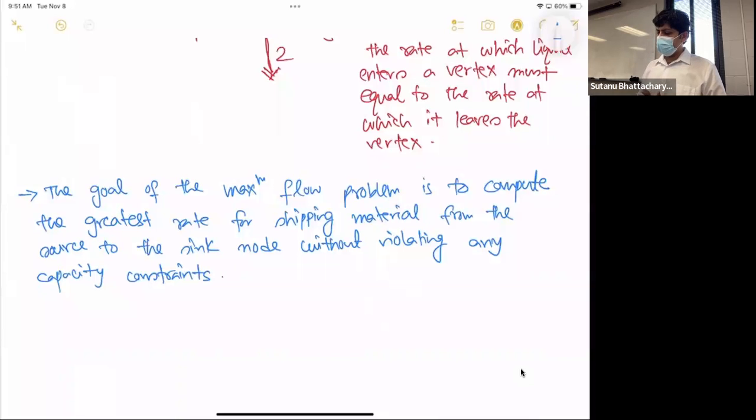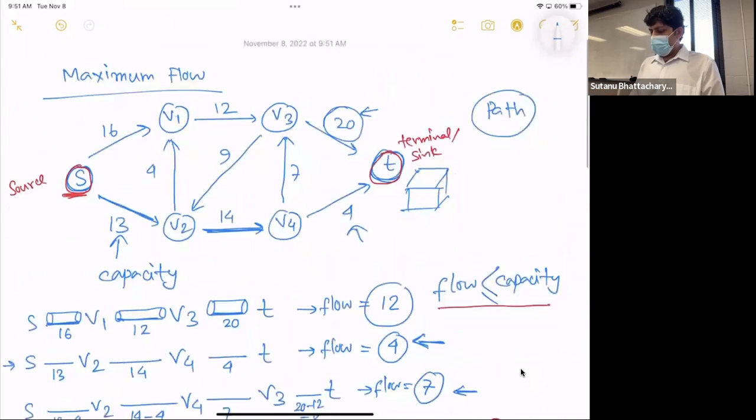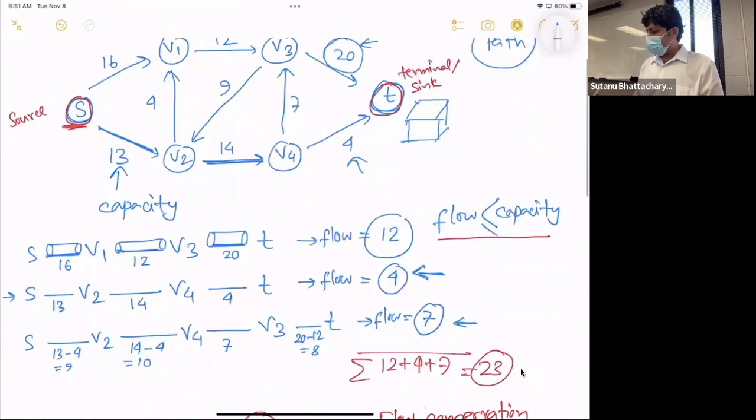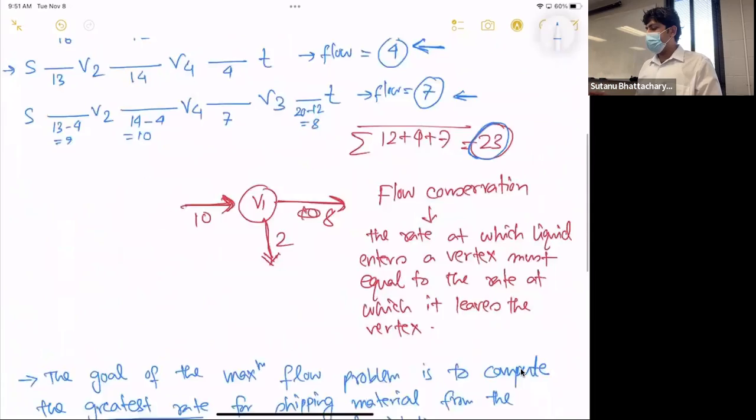So the goal of the maximum flow problem is to compute the greatest rate. Why are we saying it is a rate? Because we are supplying some amount of water at a time. So from source to this sink node, we supply, say, 23 gallons of water at a time. So time is also considered here. That's why it is a rate. You may think 23 per hour or 23 per minute.